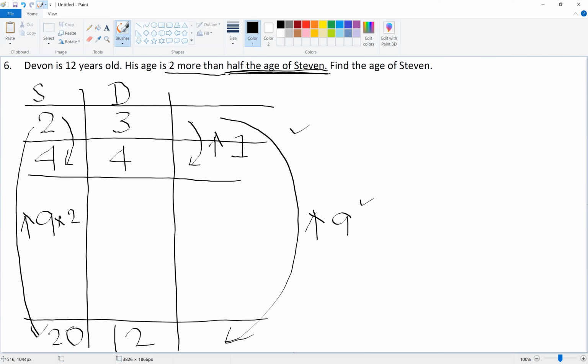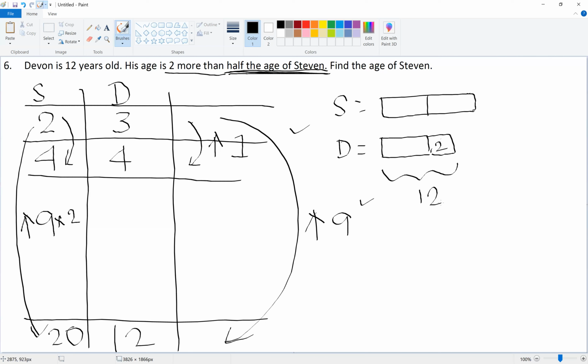Do you understand? Yes. Or you can do it this way. Let's say Stephen is 2 bricks. Then Devin would be 1 brick plus 2, correct? Yeah. And this is 12. So that means this is 10, this is 10, which means Stephen is 20 and Devin is 12. Okay. I understand.